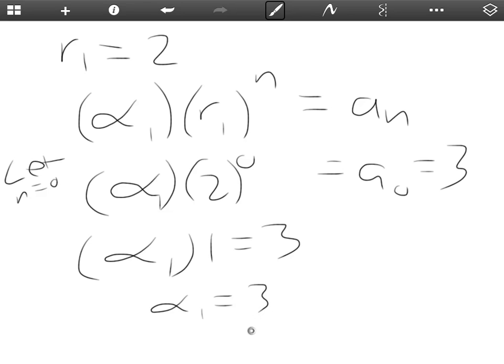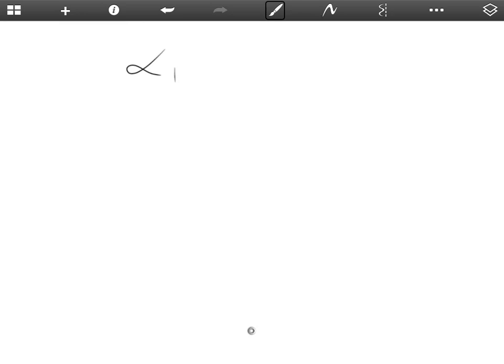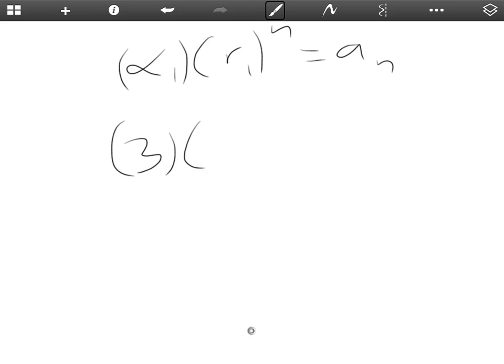Right, and now we found sigma 1, which is nice, and we have r1, and our final answer is going to look something like sigma 1 times r1 to the n is equal to a sub n, and remember, this is going to be some sort of function, right? So we're just going to plug stuff in. What do we plug in here? What was sigma 1 again? 3. And r1 was 2, so 3 times 2 to the n is equal to a sub n. And this is our answer.